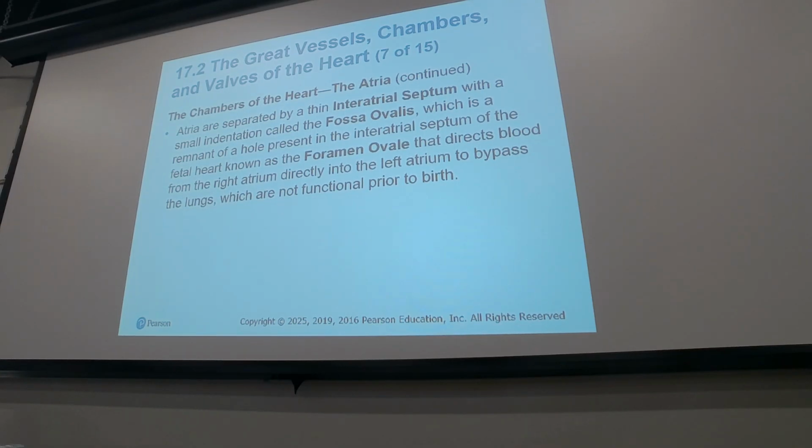So once a baby is born and you see a lot of blue color in their skin, that means something is going wrong with the heart, more than likely. Okay?